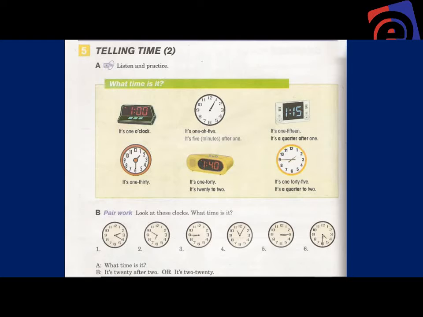Okay, so look, I've showed you 3 different ways that you can say the time. Let's look at number 1 again. What time is it? It's 2:20. You can say it's 2:20. You can say it's 20 after 2. Or you can say it's 20 past 2.